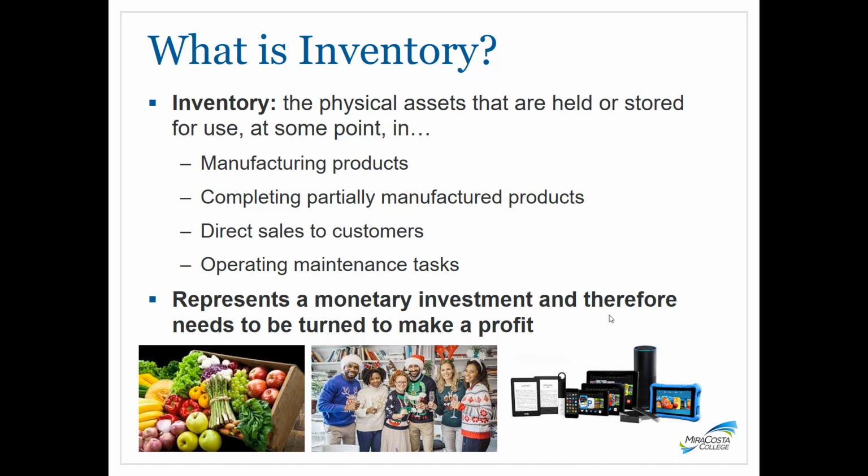Now, different types of inventory come with different exposures to risk. Fruits and vegetables run the risk of spoilage and become unusable after expiration. Electronic items like computers and phones are at risk of becoming obsolete, meaning it's near the end of its product life cycle and won't be sold in the future as newer and better technologies get released to the market. And clothing items like these ugly Christmas sweaters change seasonally. Thus, inventory represents a monetary investment and needs to be turned to make a profit. Understanding these exposures to risk will impact the decisions you make as it relates to inventory.